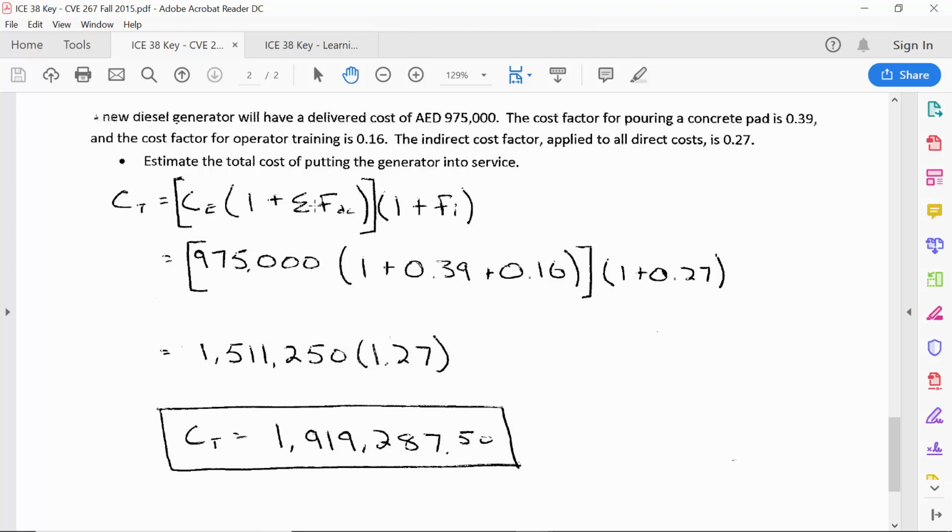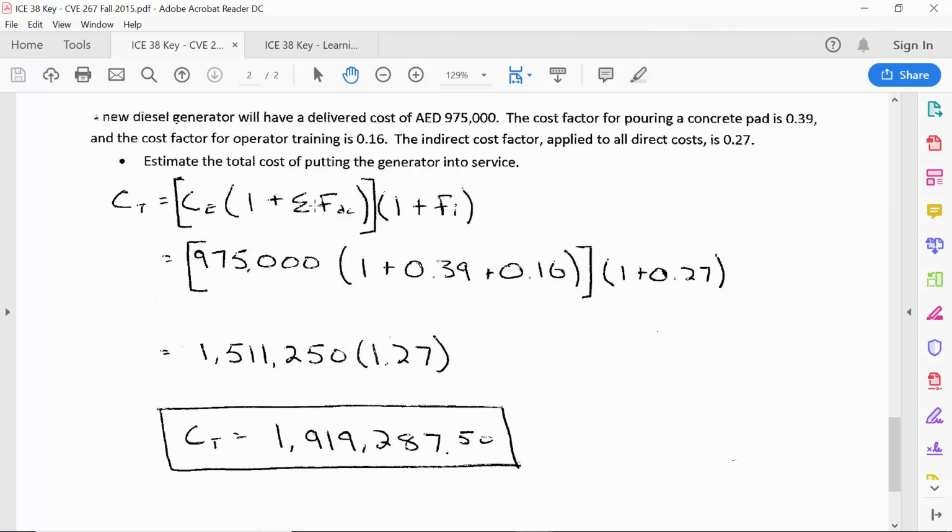So there's going to be 3 costs in this project. There's going to be the diesel generator, the concrete pad, and operator training. And so $975,000 is the diesel generator. And these other percentages, what it means is we're saying that generally, for every dollar we spend on the generator, we spend 16 cents on operating training. And for every dollar we spend on the generator, we spend 39 cents on the concrete pad. So you can see that those direct cost factors are added together, and then we're multiplying it by the cost of the thing that we know. And the thing that we know is the diesel generator, $975,000.